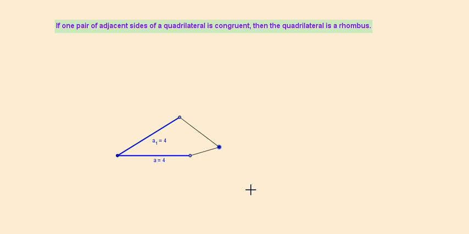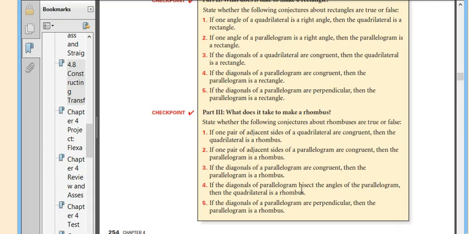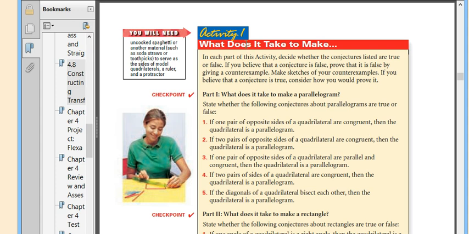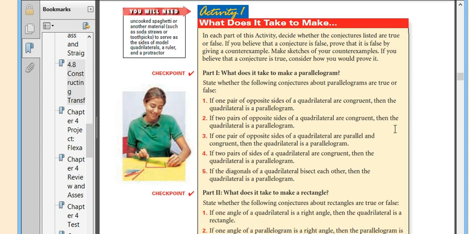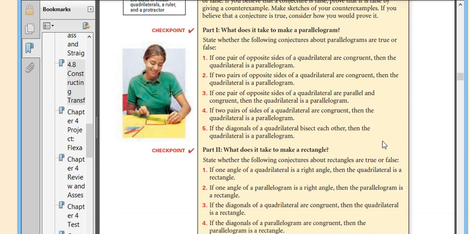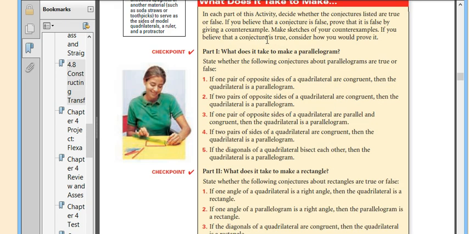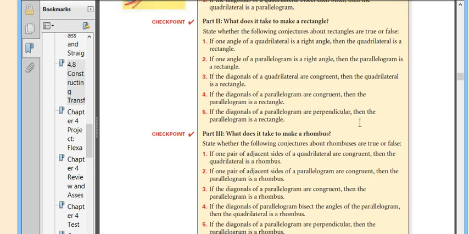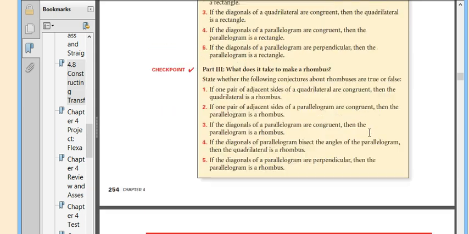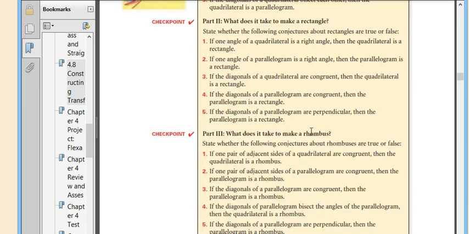That's what you're going to do in this project, even though you don't have use of GeoGebra today, unless you open your computer and use that. You're going to create a counterexample for each one of these things, unless, of course, it's true. So when we go through the book and you do parts 1, 2, and 3 on Activity 1, you're going to ask, what does it take to make a parallelogram? You're going to go through 1, 2, 3, 4, and 5 and answer all these questions. And if the conjecture is false, prove that it's false by giving a counterexample. Then we're going to go on and talk about the house builder theorem, but that's what we're going to do at first.